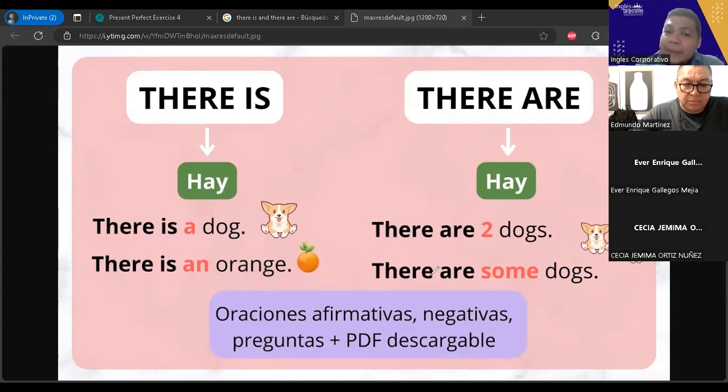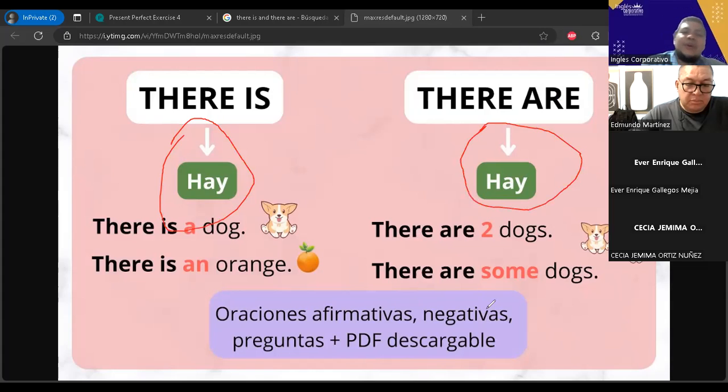¿Ya lo vieron ahí en verde? Do you see it? It's here. So it's just like this one. So yeah, there is and there are, both of them significan hay. Pero la diferencia, como dijo la compañera, as the classmate said before, it's going to be the plural and the singular, all right? As you can see in the example, we have, there is a dog, right?